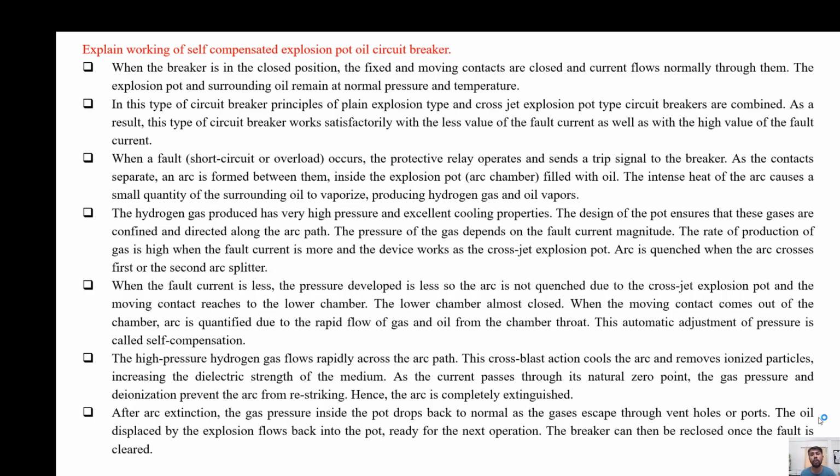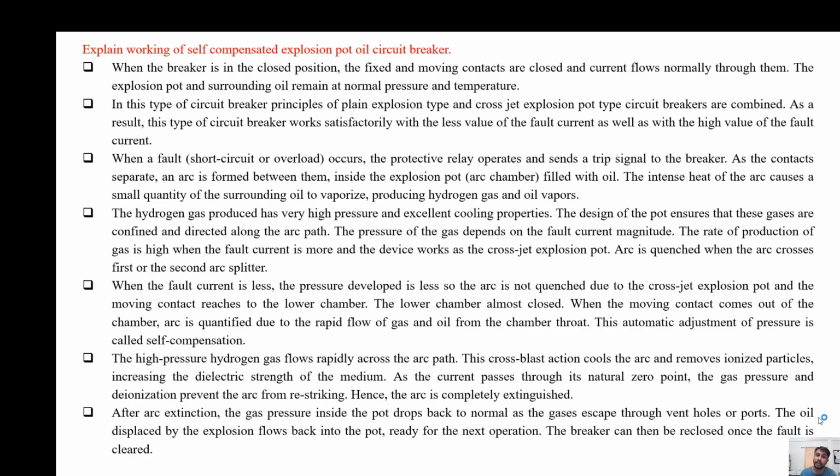The design of the pot ensures that these gases are confined and directed across the arc path, like this, along the arc path. The pressure of the gas depends on the fault current magnitude. The rate of production of the gas is high when the fault current is more, and the device works as the cross-jet explosion pot. The arc is quenched when the arc crosses the first or the second arc splitters provided.